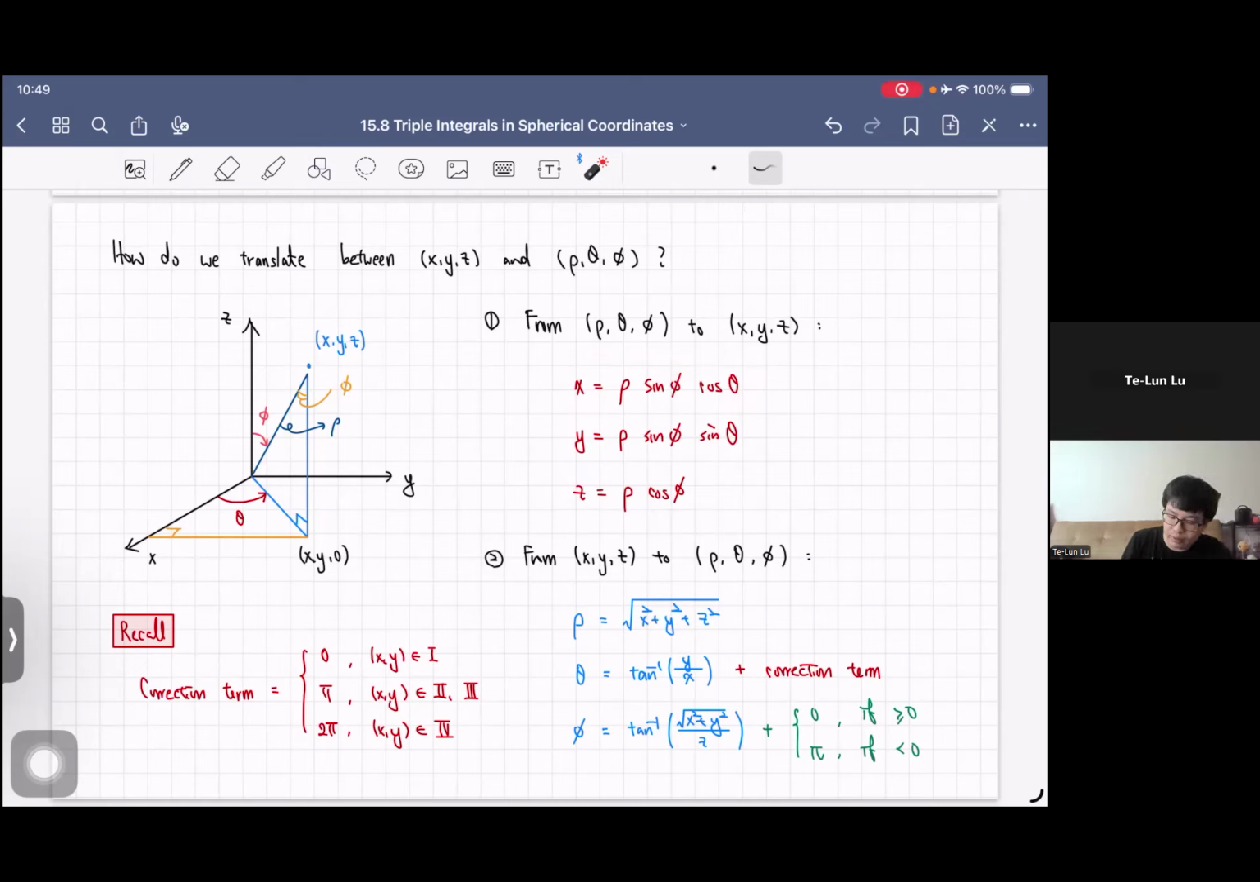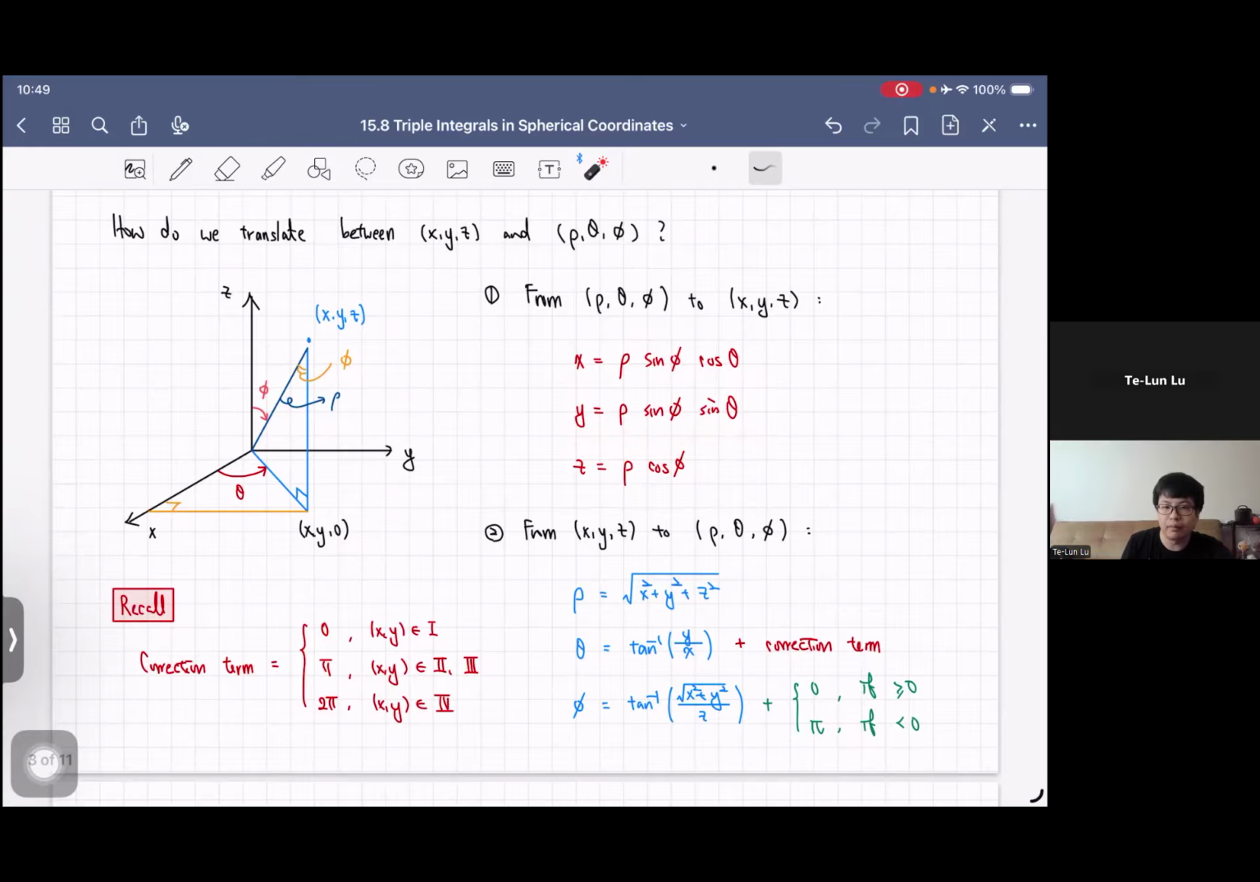So let me repeat this again. x is rho sine phi cosine theta. y is rho sine phi sine theta, whereas z is rho cosine phi.